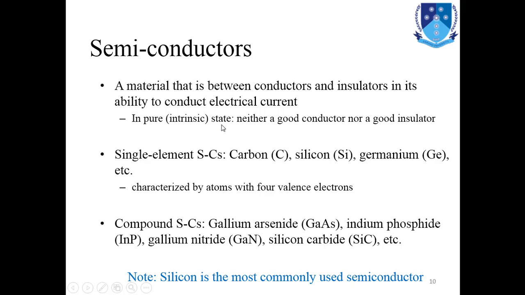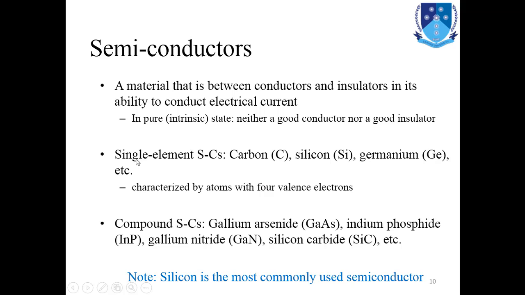Semiconductors in pure state, which are termed intrinsic semiconductors, are neither good conductors nor good insulators. Single element semiconductors include carbon, silicon, germanium, etc. These semiconductor materials are characterized by atoms with 4 valence electrons, or we can say a half-filled valence shell.